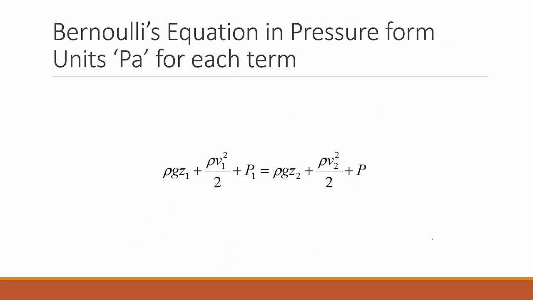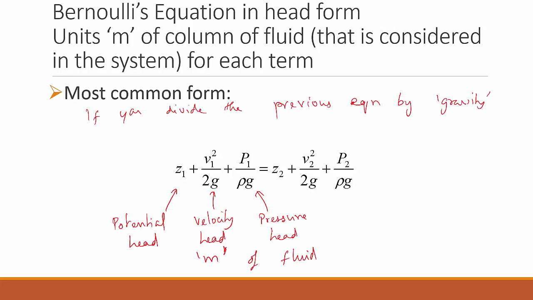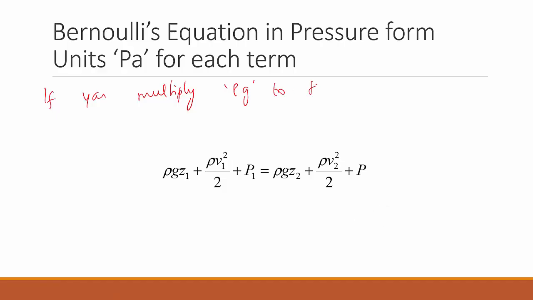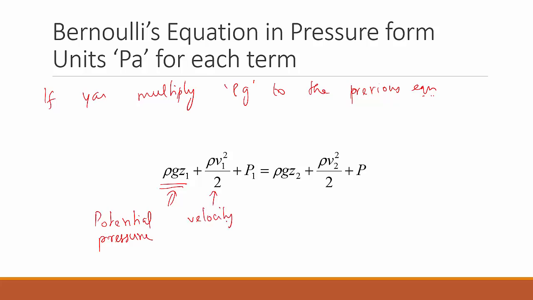The other one is the pressure form. So if you take the previous equation and multiply rho g to the previous equation on all sides, then rho g Z is the potential pressure, this is the velocity pressure, and this is just the pressure. They are all in pascals.